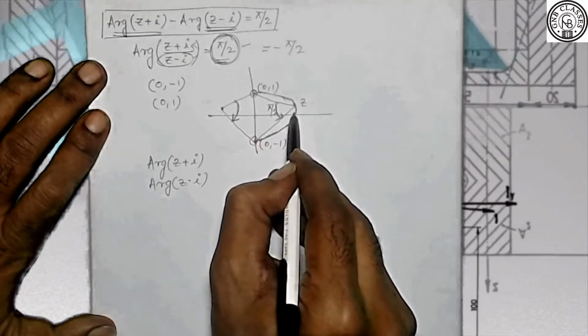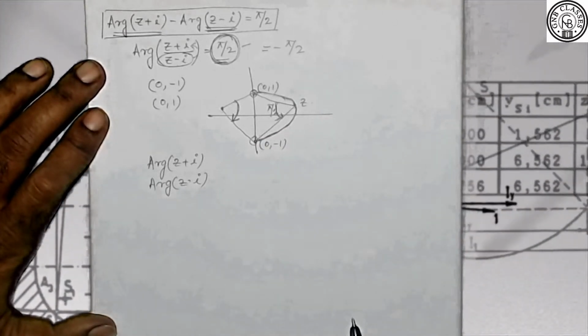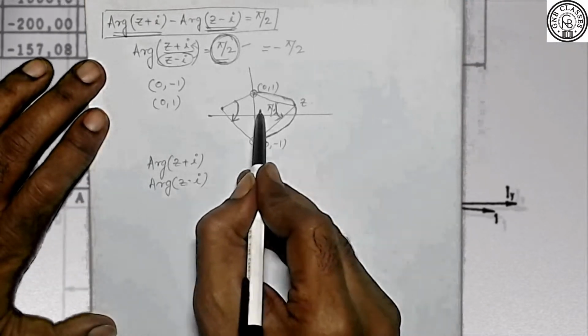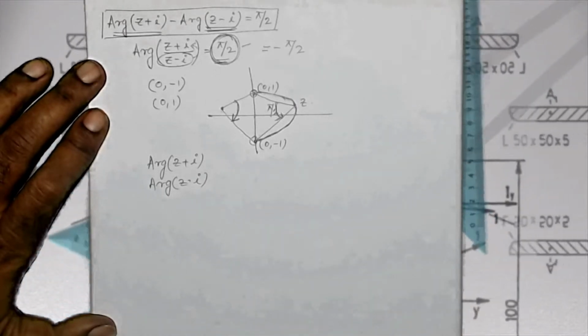Is it clear? Therefore, the locus of point z will be on this circumference. Is it clear or not? This is basically a circle, though my drawing is very rough, but you have to understand it. Is it clear now? Absolutely. Have you understood why this point will not be on the left hand side of the y-axis? Okay, let us take another problem.